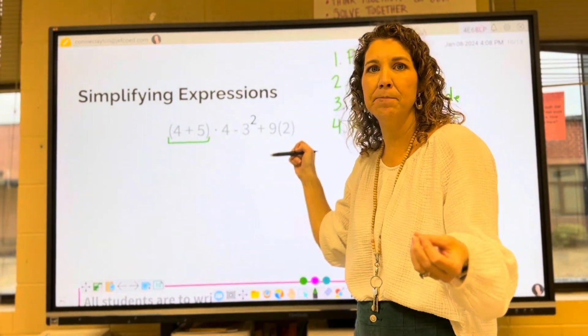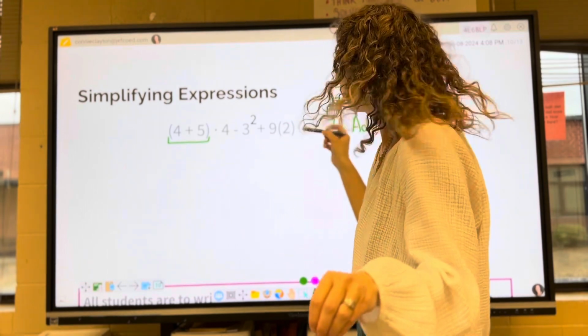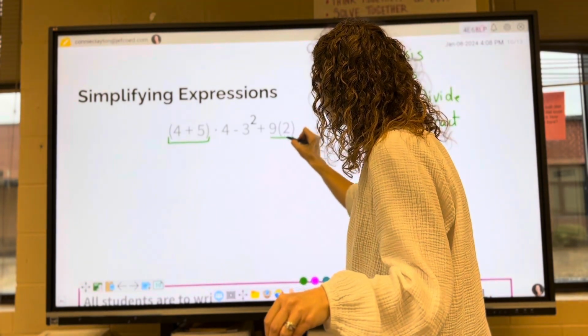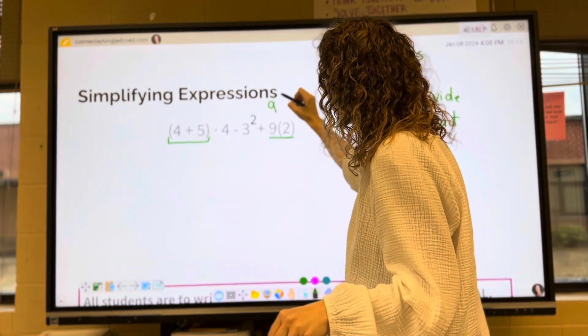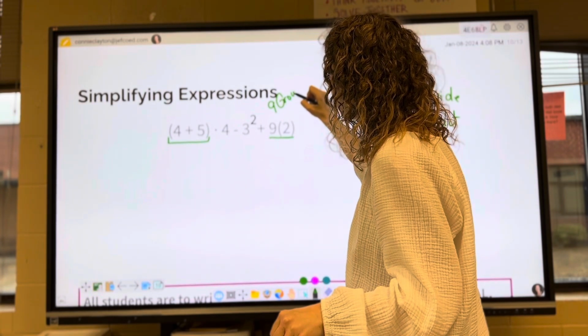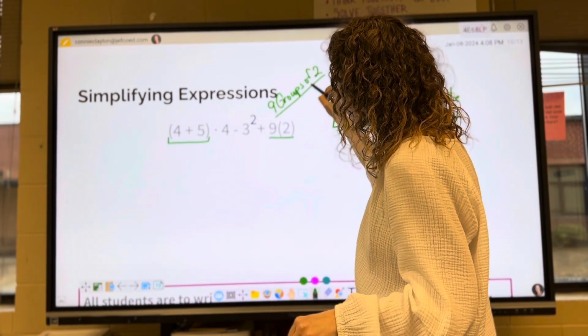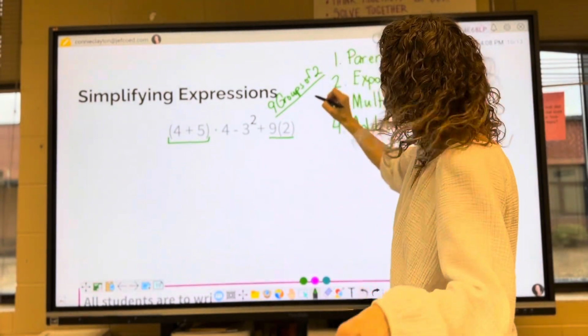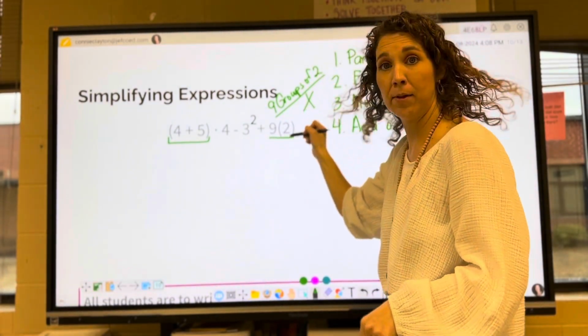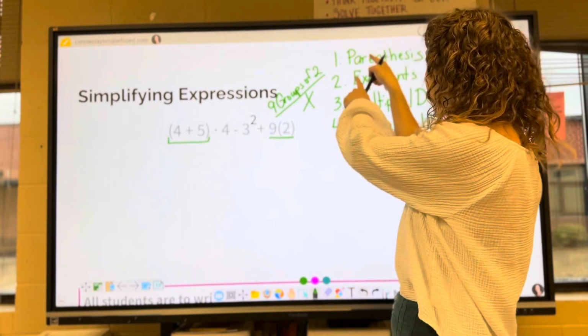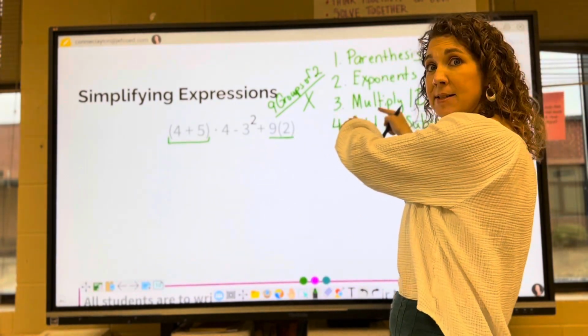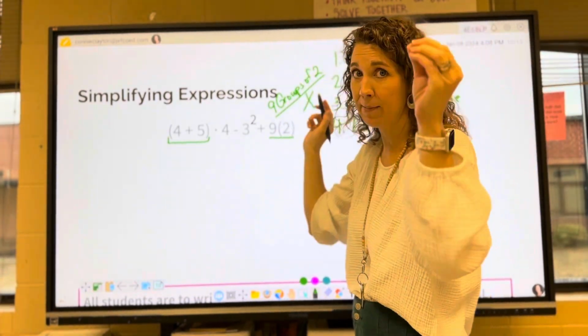It's just a 2. In fact, if you remember, this actually means 9 groups of 2. That is a multiplication problem right there, not really a parentheses problem. So it's going to be in step 3. Just go back and think about that.